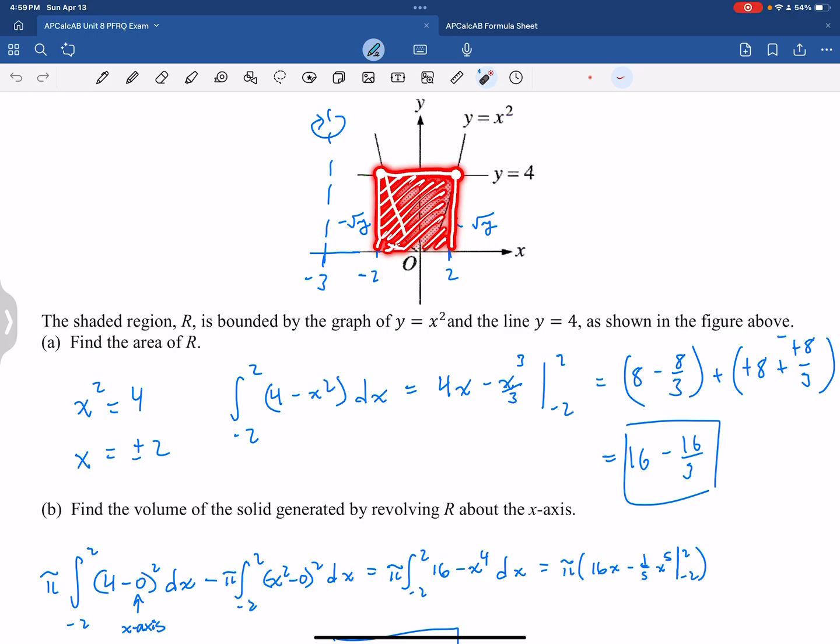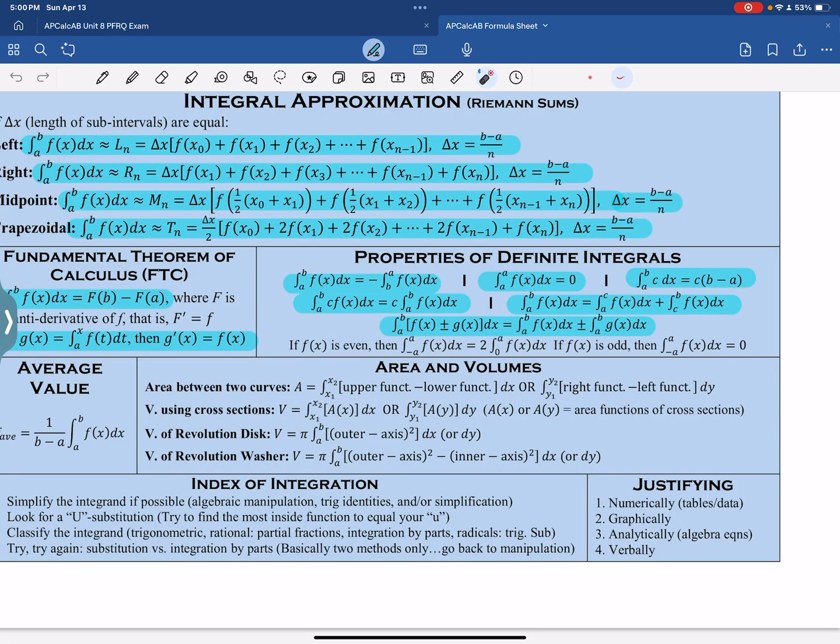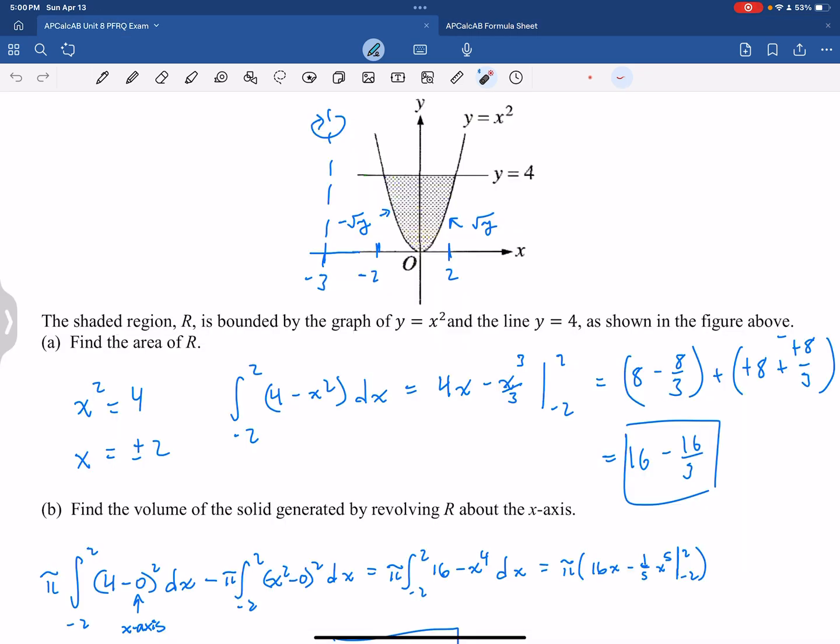But what we want to do is take away this area that is underneath the parabola. So from here to here, from our lower boundary to our upper boundary, we want to take that area away from this whole thing so that we can find just the shaded area. So that's the top curve, the upper function minus the lower function. Our upper function is y equals 4. It's just a constant. It's 4. And our lower function is x squared.